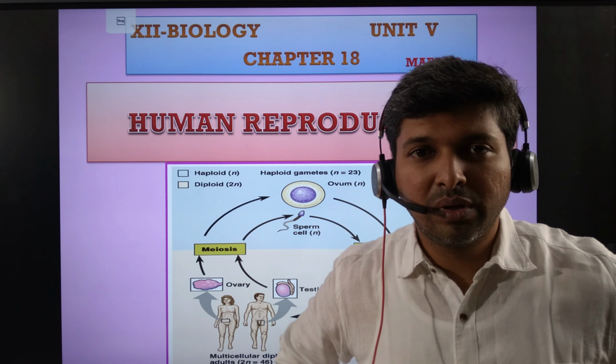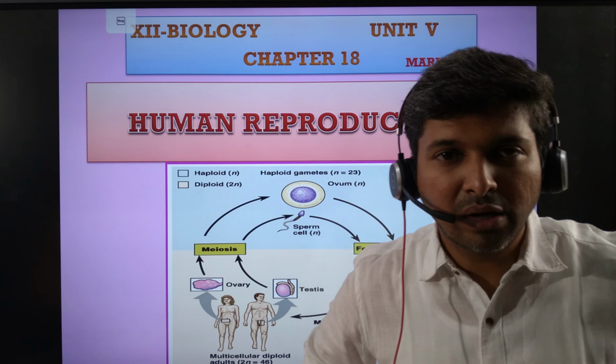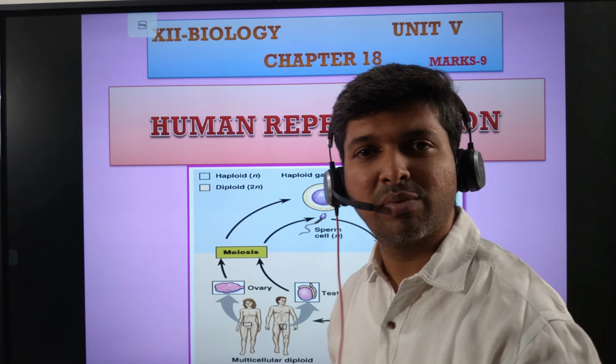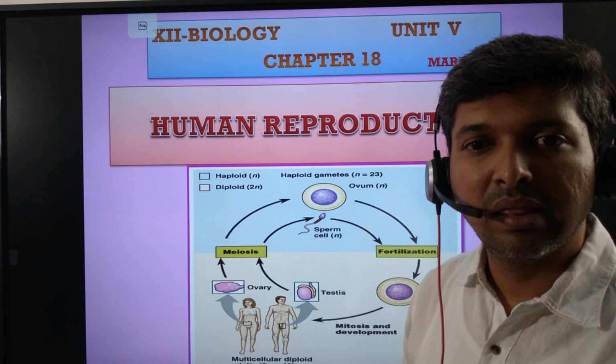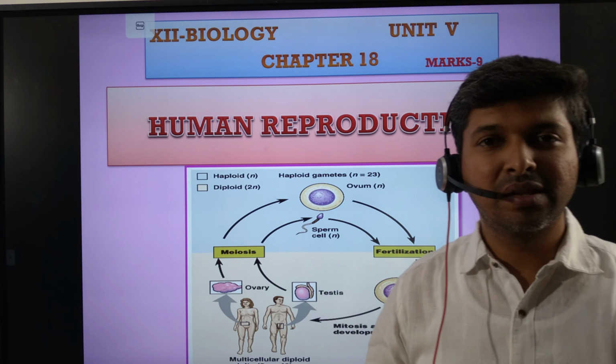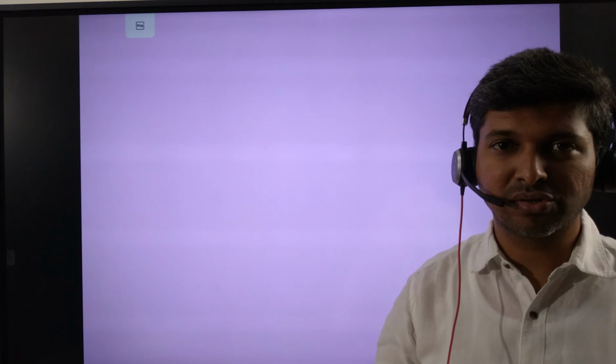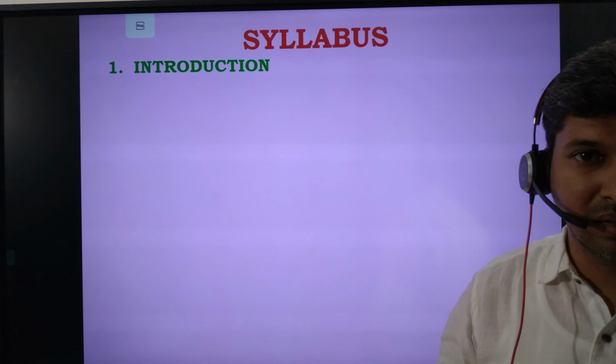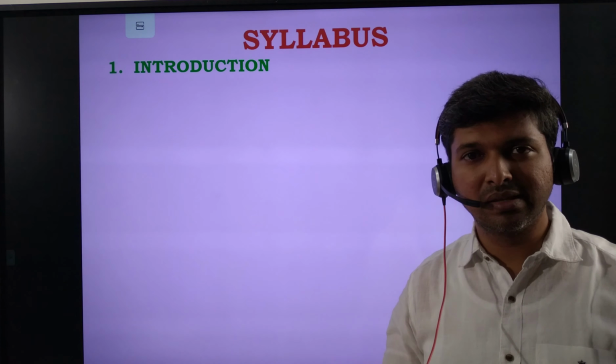Yes, let's start with human reproduction today. This is the part 1 session of human reproduction. In this human reproduction, we are going to see the difference between sexual and asexual reproduction initially. Let us have a glance at our syllabus of what we have to cover in this chapter.